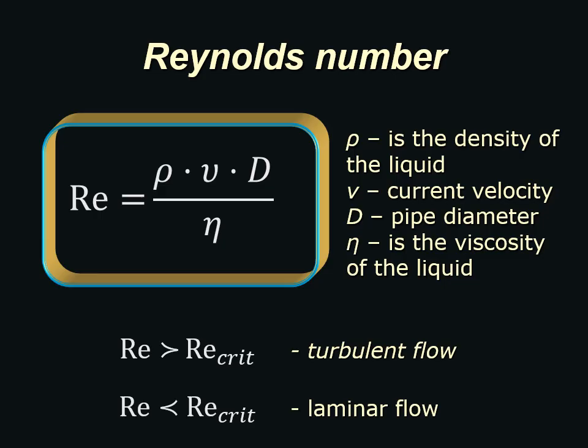Each fluid has its own critical Reynolds number. For example, the critical Reynolds number for blood is 1000, and for water it is 2500. Once the formula for the Reynolds number has been calculated for these conditions, for this section of the pipe and this blood, we obtain a specific number.